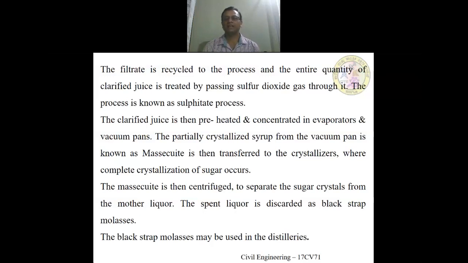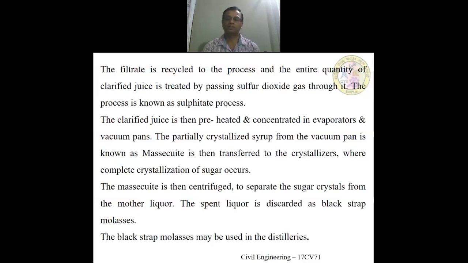The clarified juice is then preheated and concentrated in evaporators and vacuum pans. Partially crystallized syrup from the vacuum pan, known as massecuite, is then transferred to the crystallizer, where complete crystallization of sugar occurs.